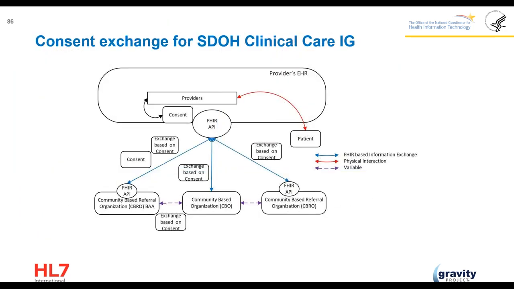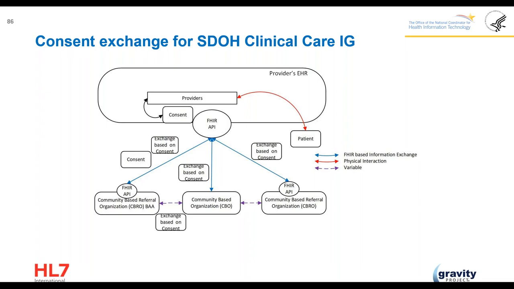Because of this broad variability, because of where we are in defining and adopting various standards like data segmentation for privacy and data tagging, and things like consent, what we've chosen to do as part of this release of the implementation guide is focus on one and only one specific action, and that is passing consent to a business associate with permission to re-release that information outside of a HIPAA-controlled environment. That is the one thing that we have defined.